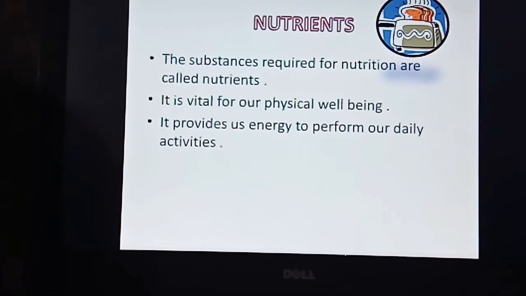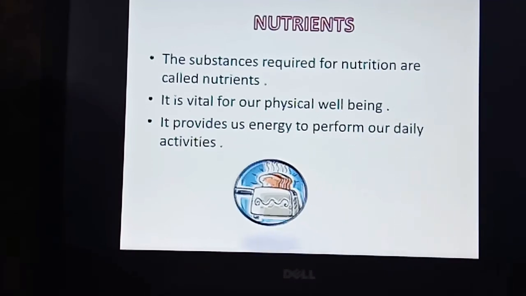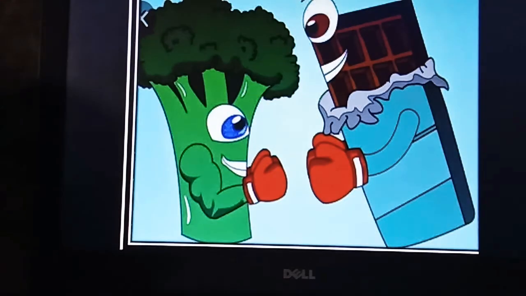Nutrition is vital for our physical well-being as it provides us the energy to perform our daily activities. Balanced food is essential because it provides us energy, vigor and stamina and helps in repairing damaged parts of our body cells, tissues, organs and organ systems, and also produces new cells for the growth and reproduction in the organisms. Any category of the food that satisfies the above mentioned requirements is considered to be a balanced food.